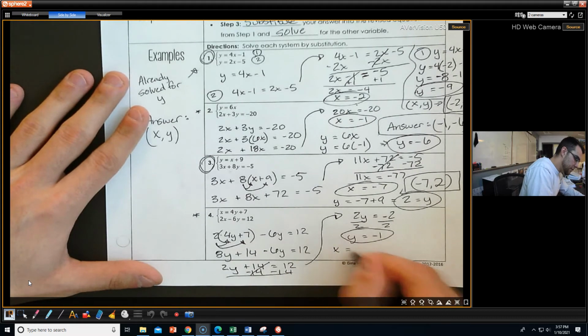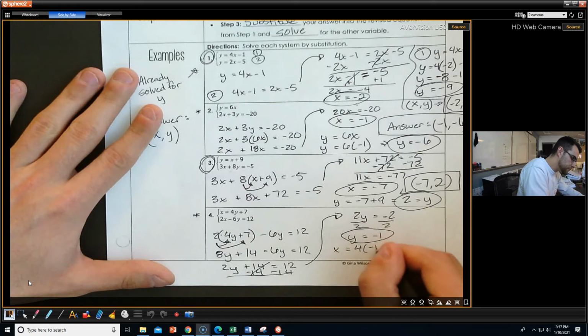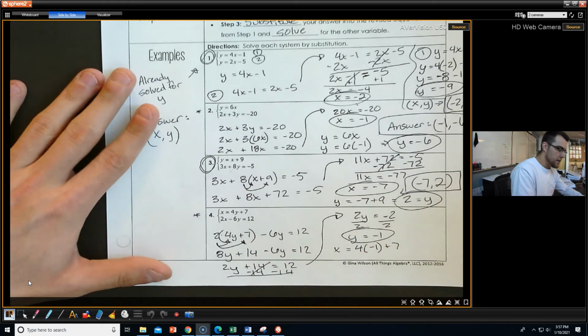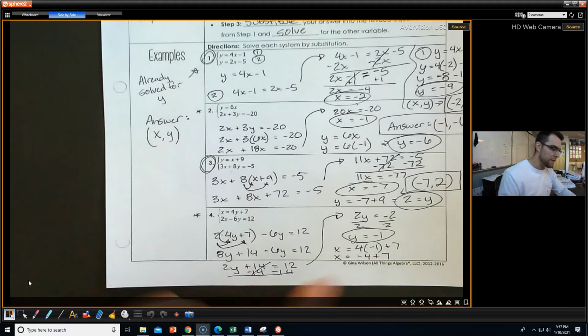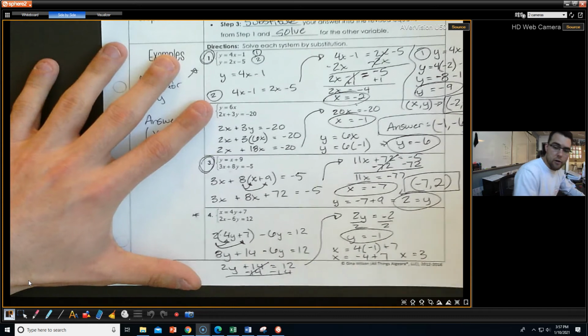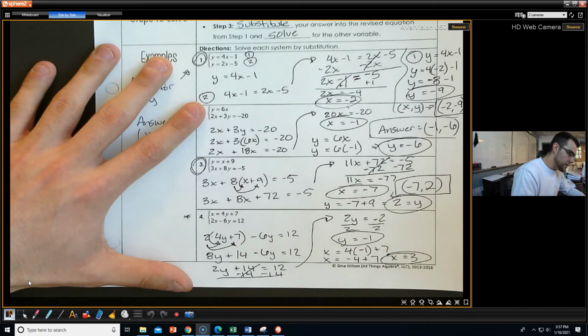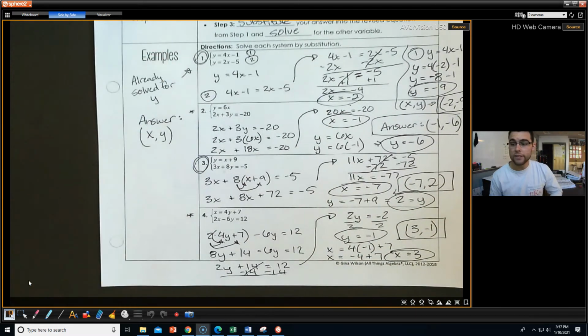So x is going to equal 4 times y, which is -1, plus 7. And we can see that x equals -4 plus 7 after we multiply. So x is going to equal 3, which means our final answer is going to equal 3, -1. And we are done with that one, okay?